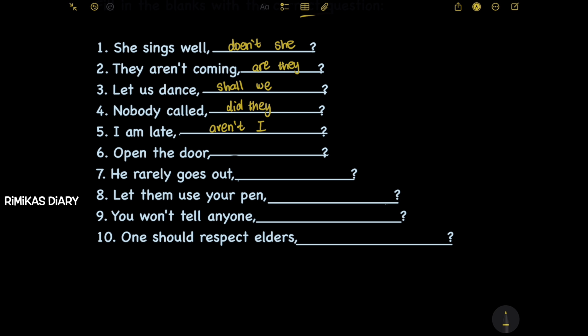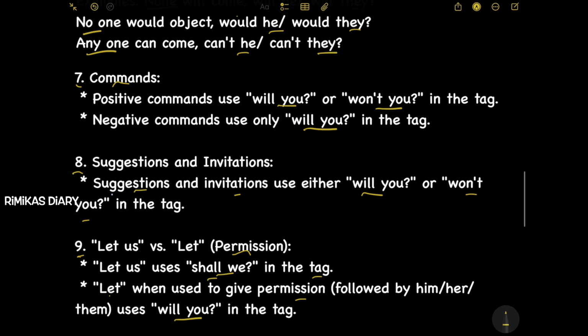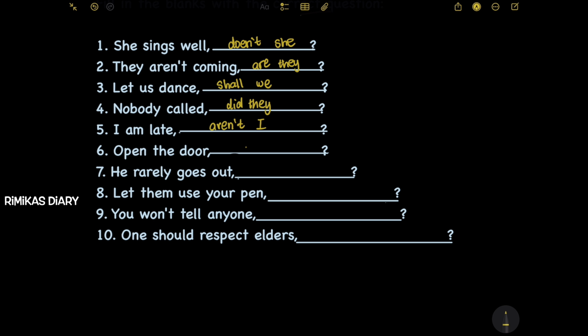Next, open the door. It's like a command, a positive command, so we could use will you or won't you. I'm going to use will you. Seventh one, he rarely goes out, does he?